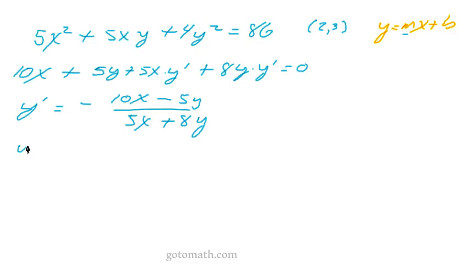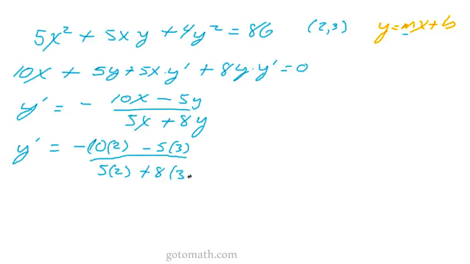We just plug 2 and 3 into this, and so we end up having 10, plug 2 in there, minus 5, plug 3 in, and that's all over 5 times 2 plus 8 times 3. And I'll just tell you that y prime is going to end up being equal to negative 35 over 34 after we do the arithmetic. Alright, 35 over 34. Okay, so that's going to be our m.